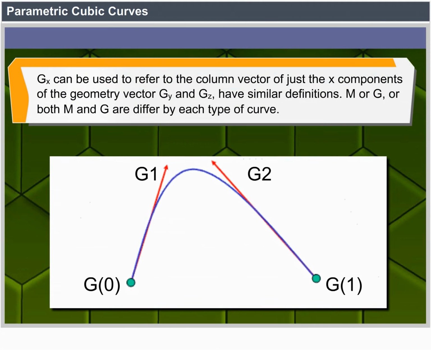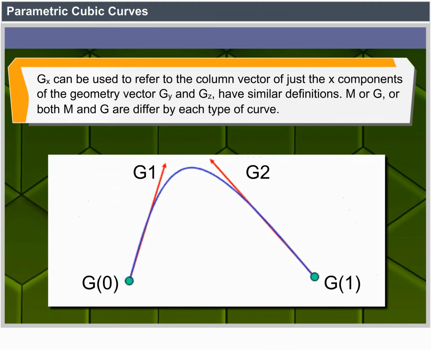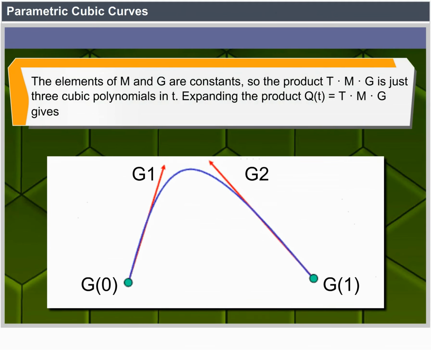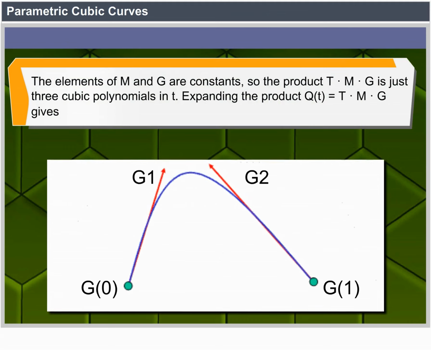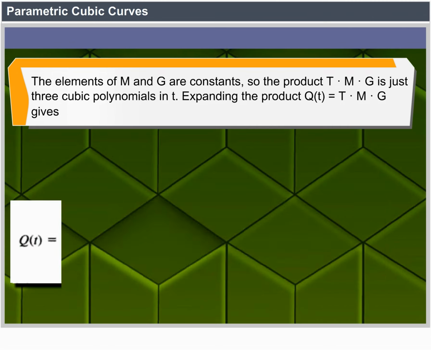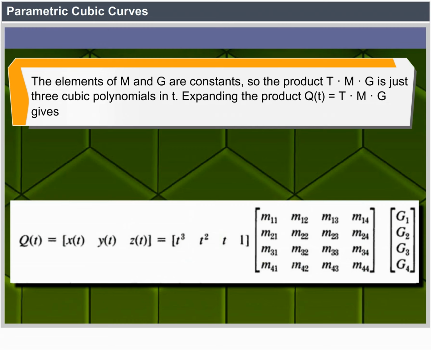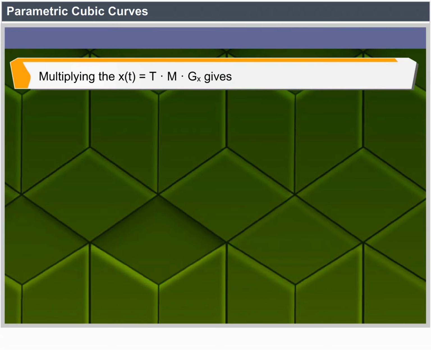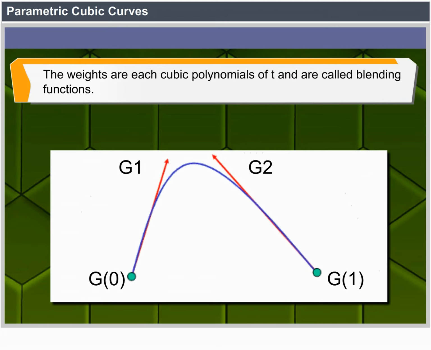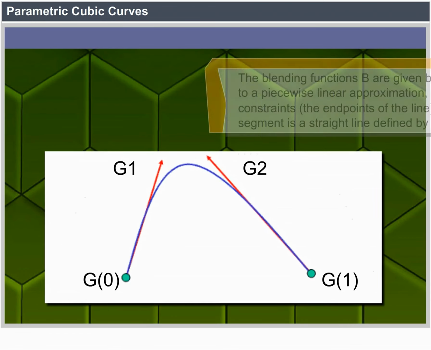M or G or both M and G differ for each type of curve. The elements of M and G are constants, so that the product T times M times G is just 3 cubic polynomials in t. Expanding the product Q of t equals T times M times G gives the matrix given below. Multiplying out just x of t equals T times M times Gx gives the equation as shown. The weights are each cubic polynomials of t and are called blending functions. The blending functions B are given by B equals T times M.